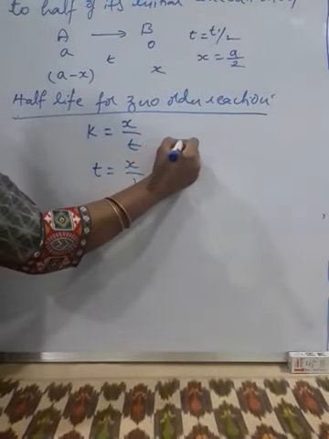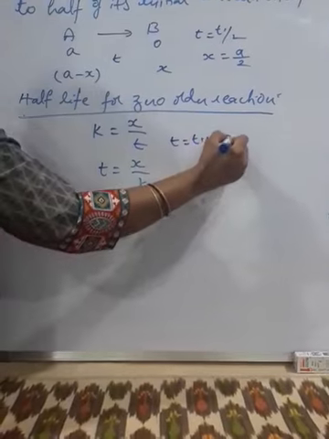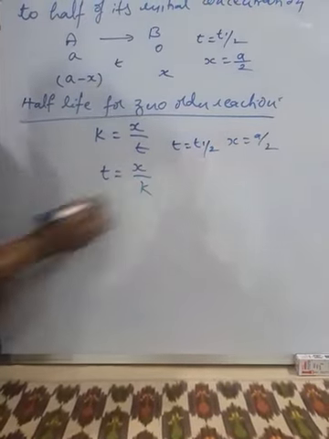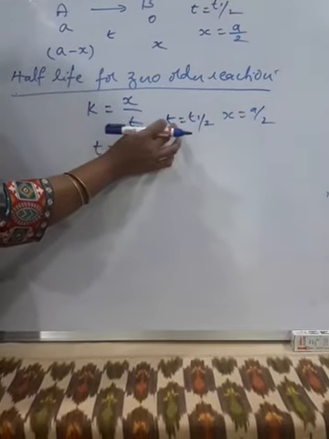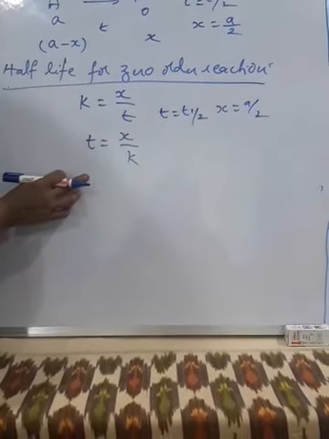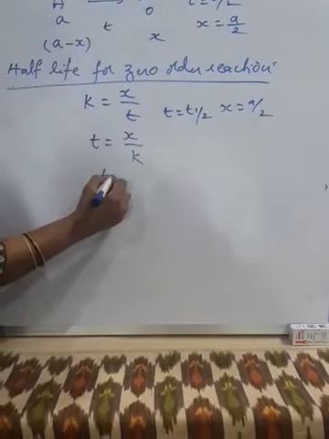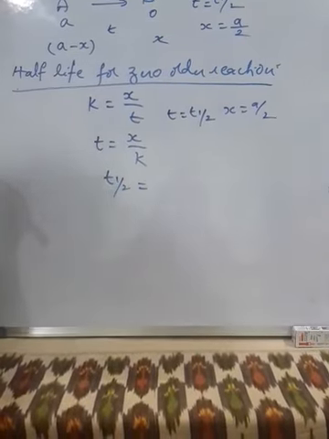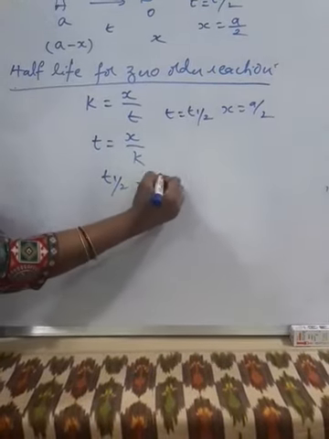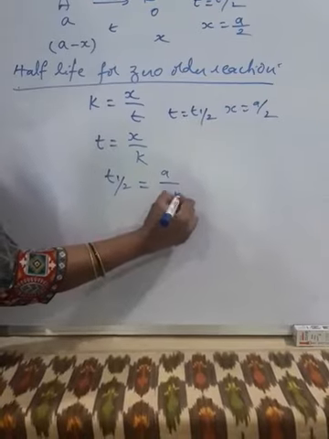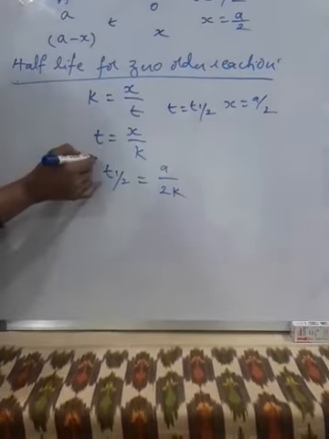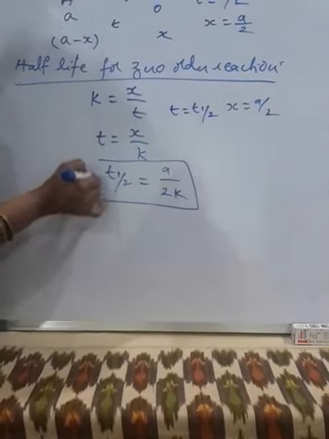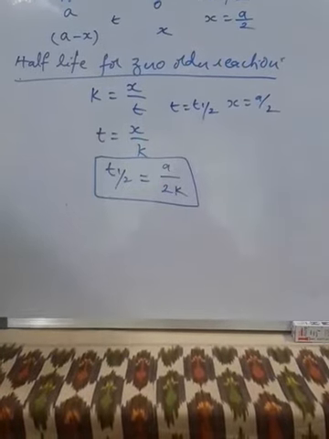If t is equal to t half and x is equal to a by 2, if we substitute these t and x values here, we get the half-life for a zero order reaction: t half is equal to a by 2k. So this is the half-life for a zero order reaction, a by 2k.